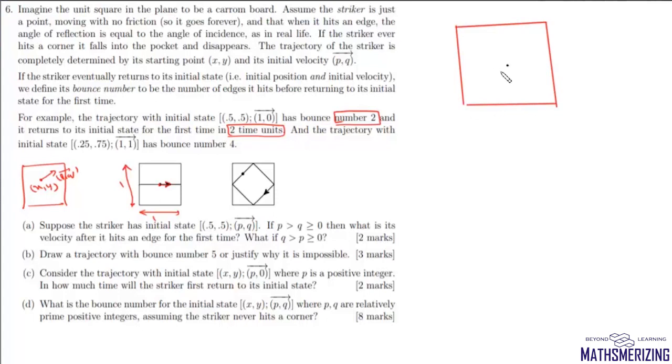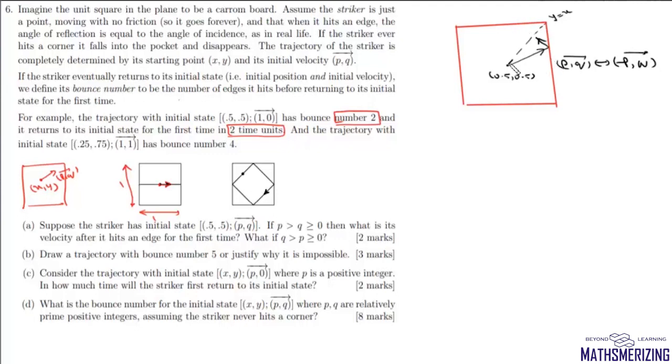Now we have this striker which is at 0.5, 0.5, and this is the y equals x line. Now we know that if a striker hits a horizontal edge, then after reflection, its velocity, which is (p, q), will change to (-p, q). So only the horizontal component of the velocity will change, the vertical component will not change.